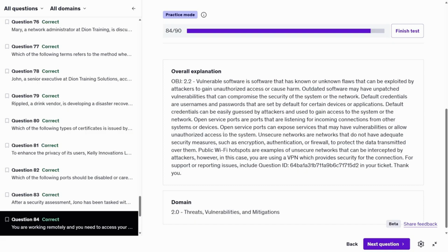Default credentials are usernames and passwords that are set by default for certain devices and applications. These can be easily guessed by attackers to gain access to the system or network. Open service ports are ports that are listening for incoming connections from other systems or devices. These can expose services that may have vulnerabilities or allow unauthorized access to the system. Unsecure networks are networks that do not have adequate security measures, such as encryption, authentication, or a firewall, to protect the data transmitted over them.